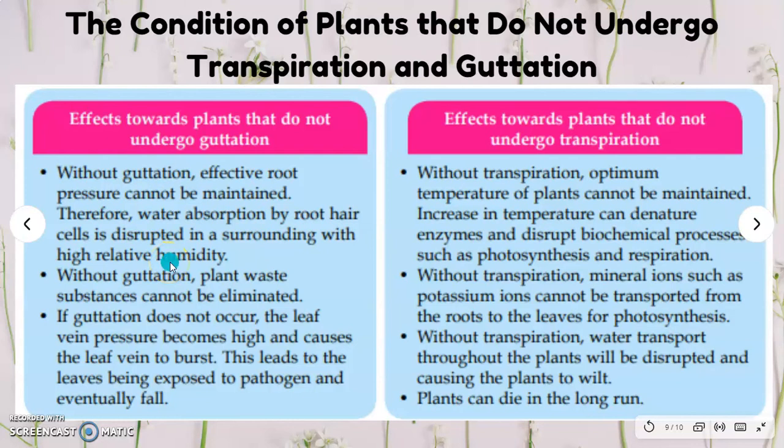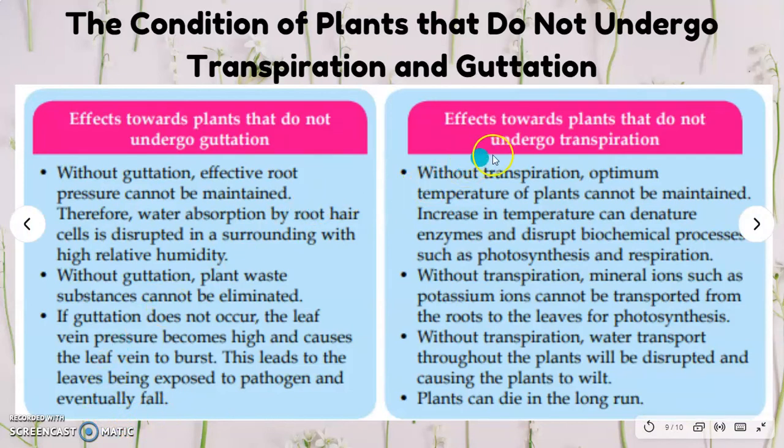That is the effect towards plants that do not undergo guttation, whereby effective root pressure cannot be maintained. And second, without guttation, plant waste substances cannot be eliminated. Next, if guttation does not occur, the leaf vein pressure becomes high and causes the leaf vein to burst. This leads to the leaf being exposed to pathogens and eventually falling. That is the effect towards plants that do not undergo guttation.